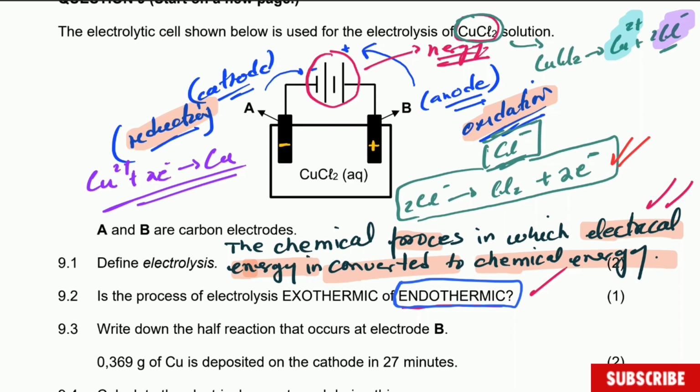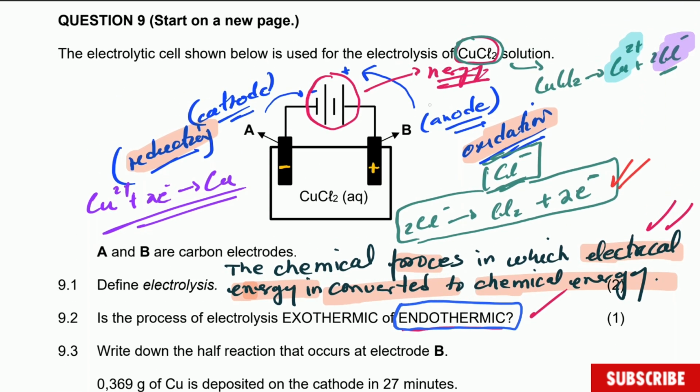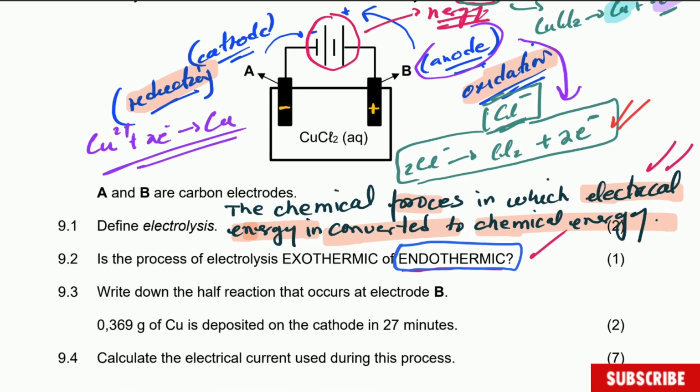So here are the 2 half cells, but the question is only for the oxidation. Write down the half cell for electrode B. Electrode B is the anode, and therefore oxidation takes place, and in this case it is chlorine. So there is everything. Quite simple.